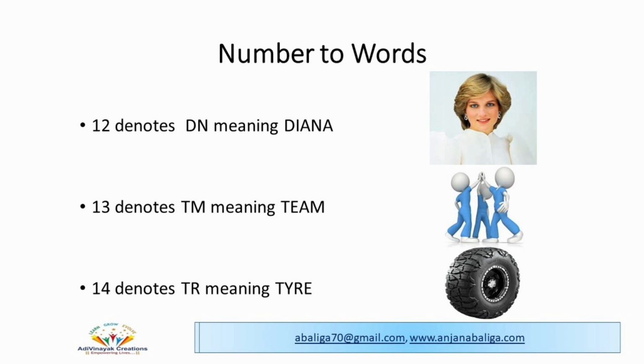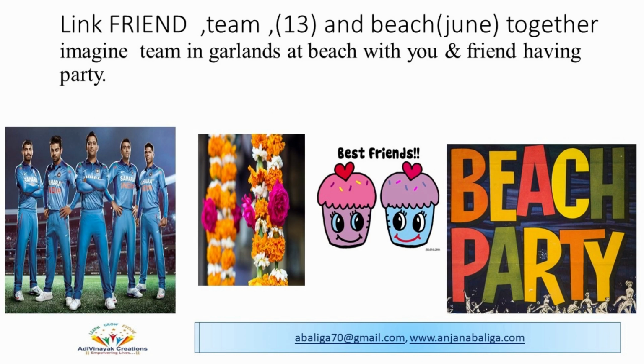Now the image we can create is that the team has come to a beach and your friend has invited the team for a beach party, and you are also there enjoying this party wearing a garland. As soon as the garland comes into your mind, you remember that it is your friend's anniversary, where it was given. The beach reminds you it was the month of June, and T and M gives you the number 13. When you put T and M, the confusion will be lost. If you put Diana in the image, the anniversary is on 12th, and if you put tire in the picture, then the anniversary is on 14.